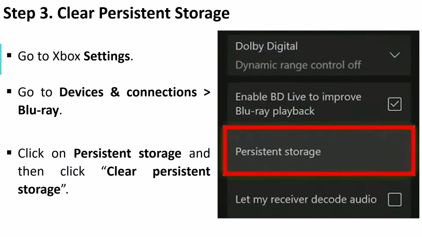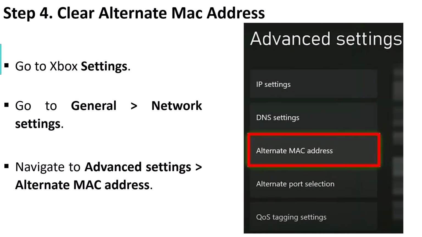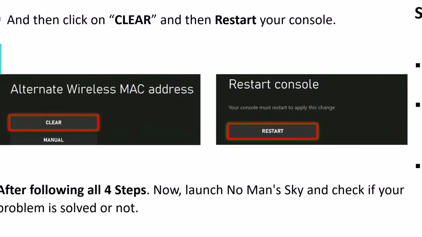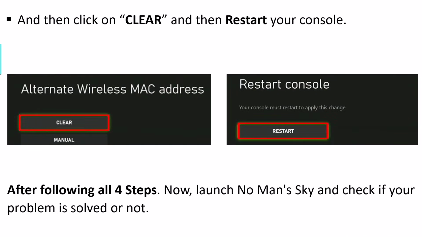Step 3 is to clear persistent storage. So go to Xbox settings, go to Devices and Connections, Blu-ray. Click on persistent storage and then click on clear persistent storage. Now if you don't see these features in your Xbox console, then skip this step. Step 4 is to clear alternate MAC address. So go to Xbox settings, go to General Network Settings, navigate to Advanced Settings, alternate MAC address, then click on clear and then restart your console.